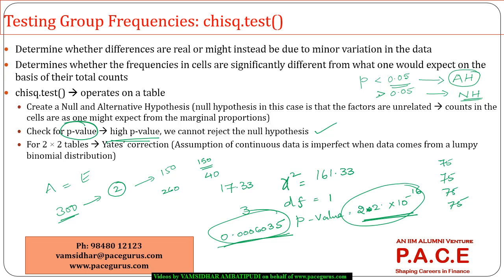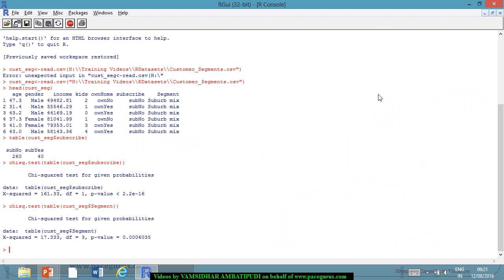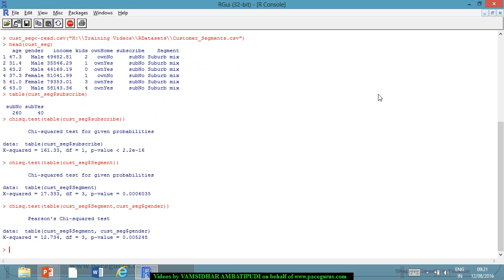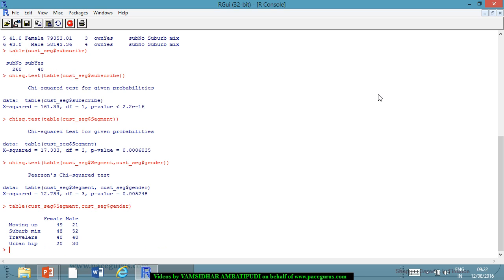In the same way, instead of one column, I can take two columns as well. I'll take a table of the segment along with gender, so gender-wise segmentation. If I don't take the chi-square test, only the table, first let me see the gender-wise table. This is the gender-wise table. Moving up 4921, suburban 4852. So this is the mix gender-wise.